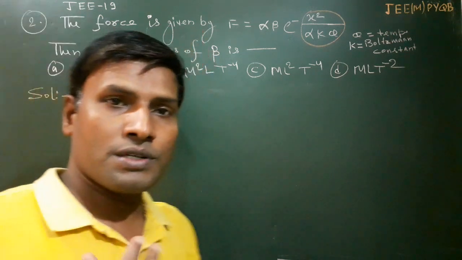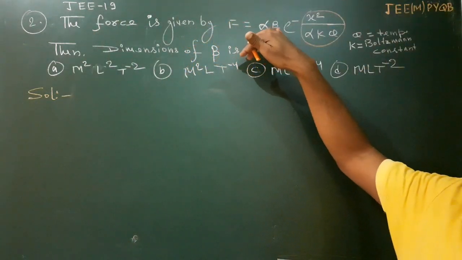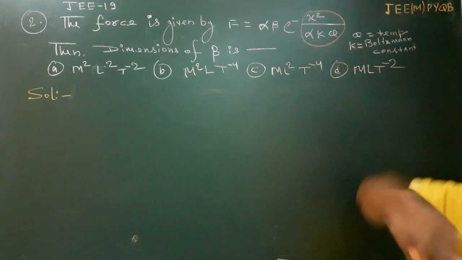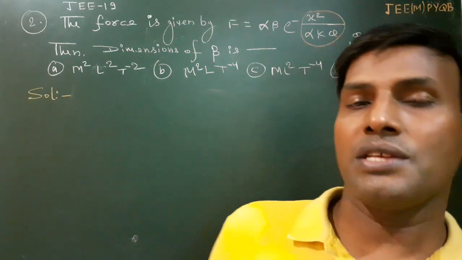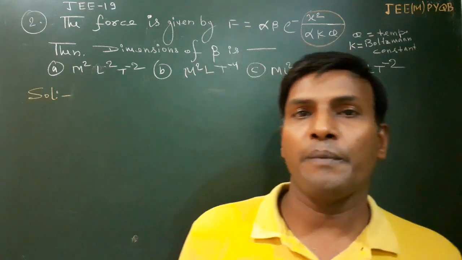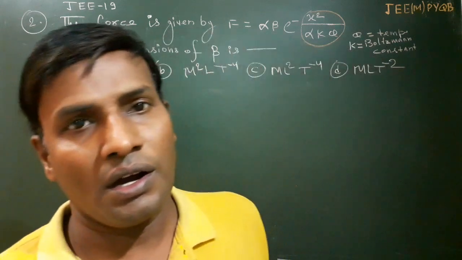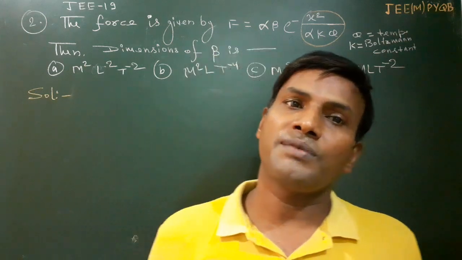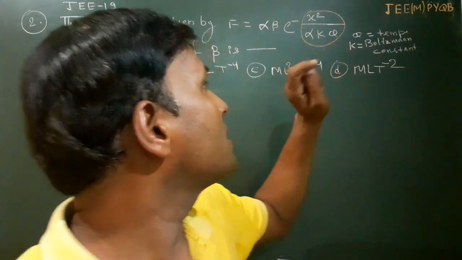Now, this is the second question, which was asked in the JEE 2019 exam. What does this question say? Force is given by alpha, beta, exponential of minus x squared over alpha k theta, where x is a distance, alpha is a constant quantity, k is the Boltzmann constant, and theta is temperature. You have to find the dimensions of beta. In this case, exponential, trigonometric and other numerical values have no dimension; they are dimensionless quantities. So here this exponential function is also dimensionless.